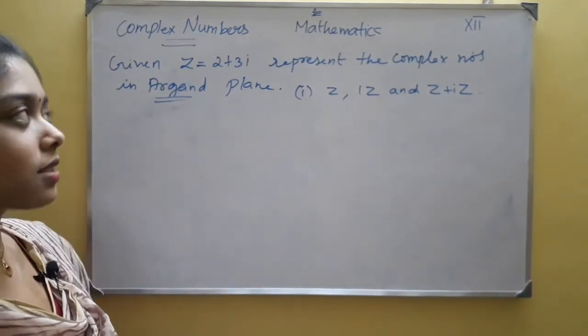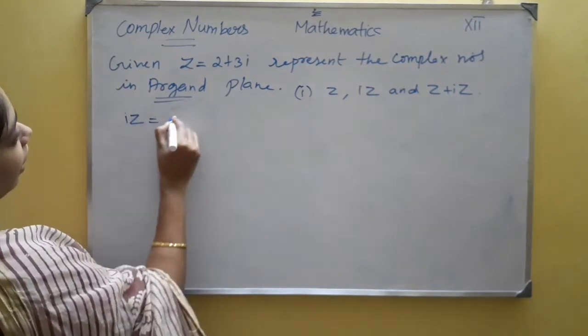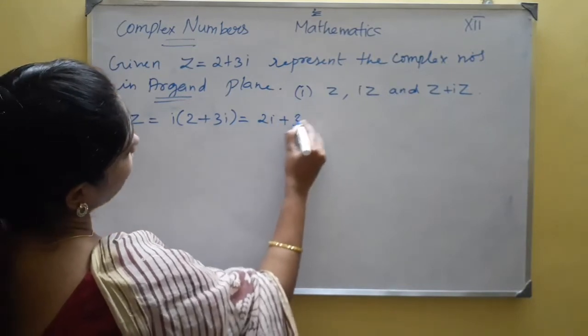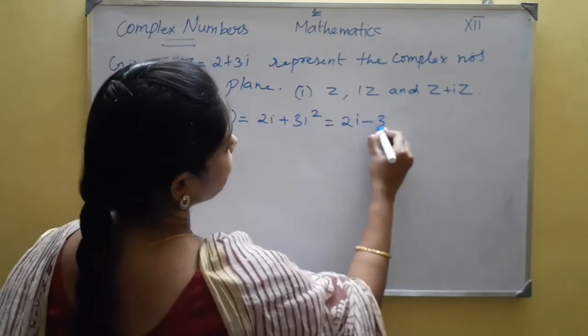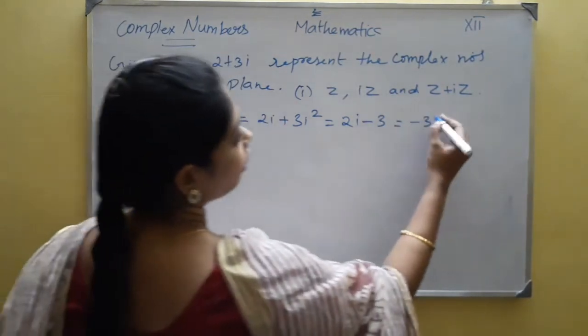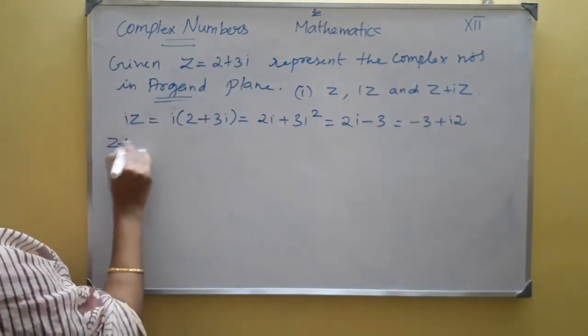How to find the points now? So what is iz? i into z value 2 plus 3i. So 2i plus 3i square. What is i square value? Minus 1. 3 into minus 1, 2i minus 3. Always take the real part in front: minus 3 plus 2i. Okay.